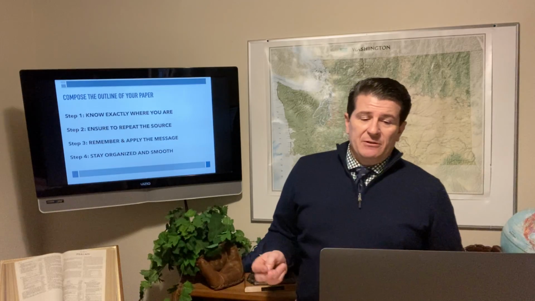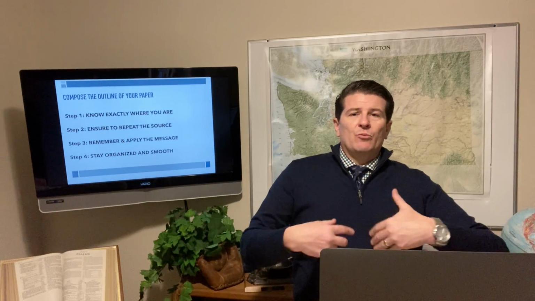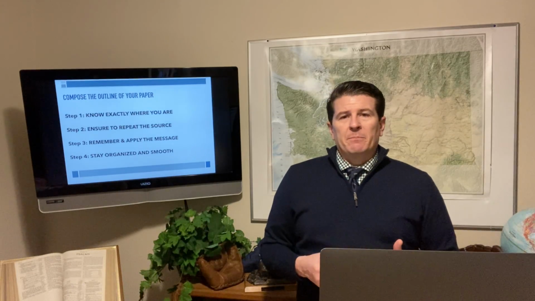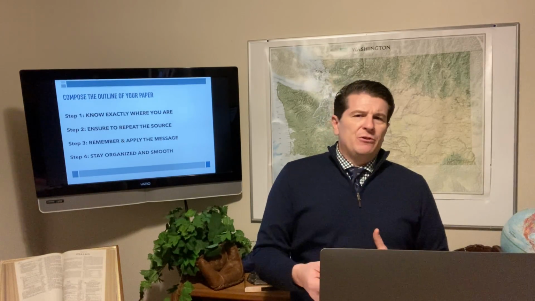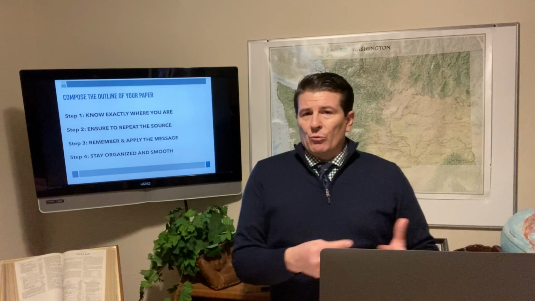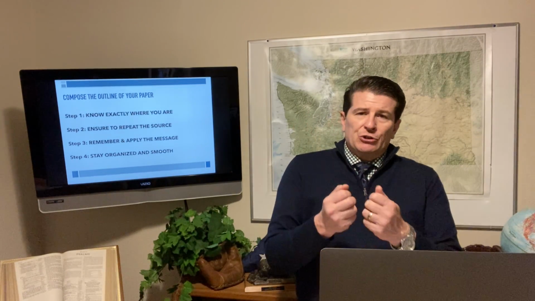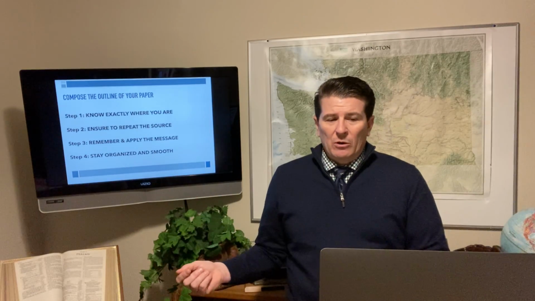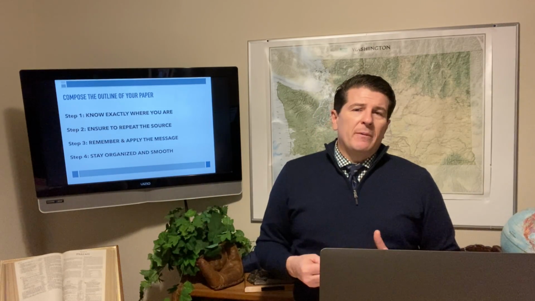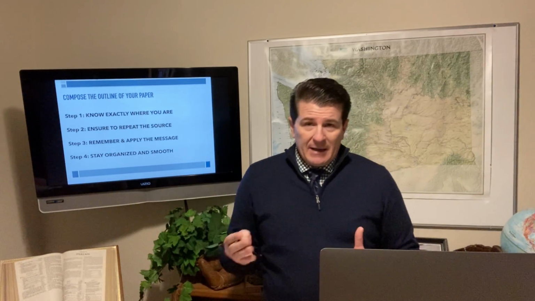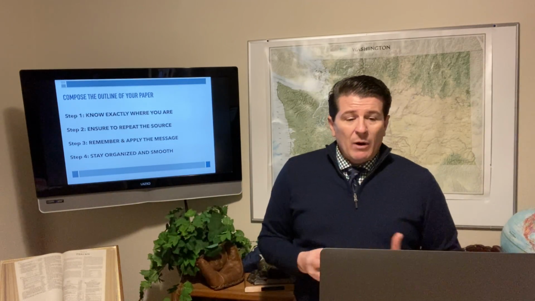The second step then is to make sure that we're repeating the source. In the papers that we're doing, these are papers that are traditionally more like reviews or reports. We're reading, we're summarizing, we're evaluating. So we're taking a source and we're commenting on that source. And so the outline format will make sure that we're actually repeating that source. And again, we're not going off on rabbit trails.